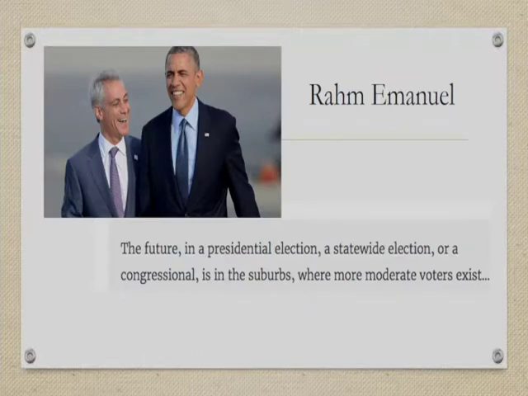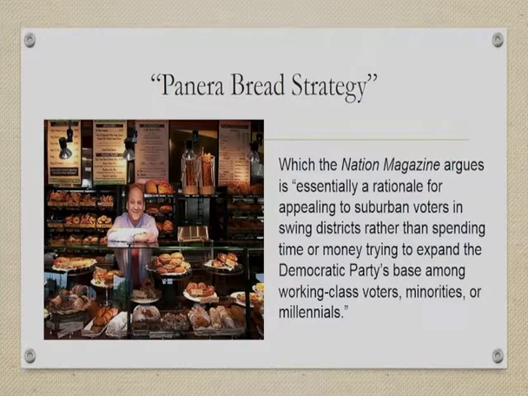Rahm Emanuel makes a similar argument. Rahm Emanuel was Obama's chief of staff, and he's currently the mayor of Chicago. "The future of presidential election, a statewide election or congressional, is in the suburbs where more moderate voters exist." So they're putting their efforts in a suburban voter turnout situation. They call this the Panera Bread strategy. I'm not making this up. This is really what they're calling it. They're calling it the Panera Bread strategy.